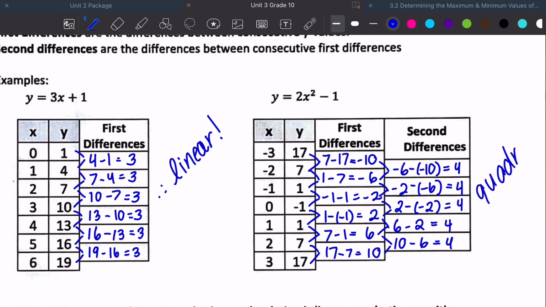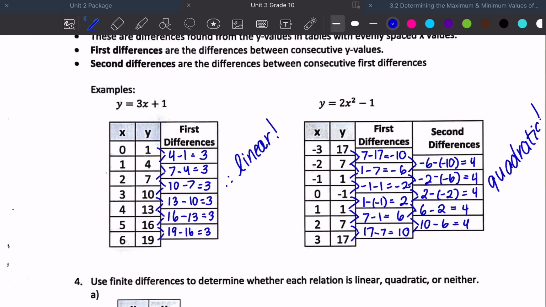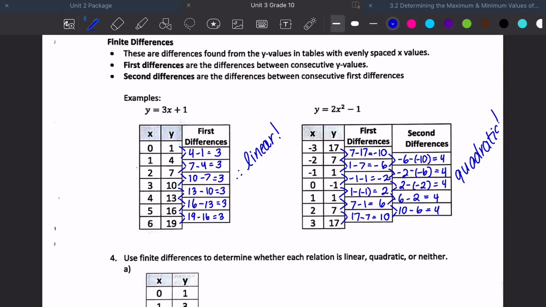So those are your two options. Linear if first differences are the same, or quadratic if second differences are the same. Do they always have to be the same? Yes. If the first differences are the same, that means it's a line. If not, then if you do the second differences and those are the same, it's a quadratic. Quadratic means curved, the parabola. Beyond that, you're getting into those higher level functions.